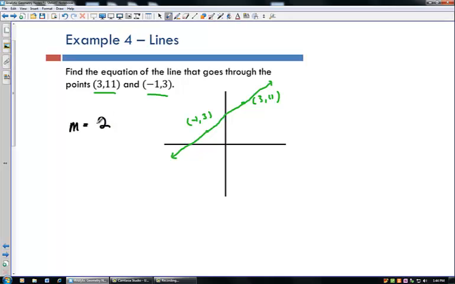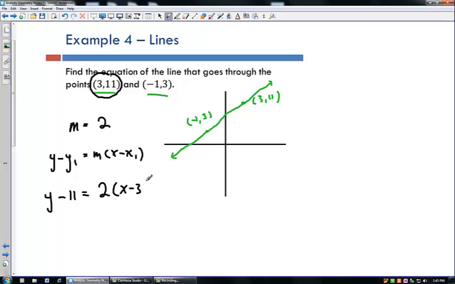And now once I have the slope, I can choose either point and plug it into my slope point form. So y minus y1 equals m times x minus x sub 1, and choose whichever point. I would probably choose this one, (3, 11), because I don't like to work with negatives if I can help it. So what I have is y minus 11 equals, my slope is 2, so 2 times x minus 3.